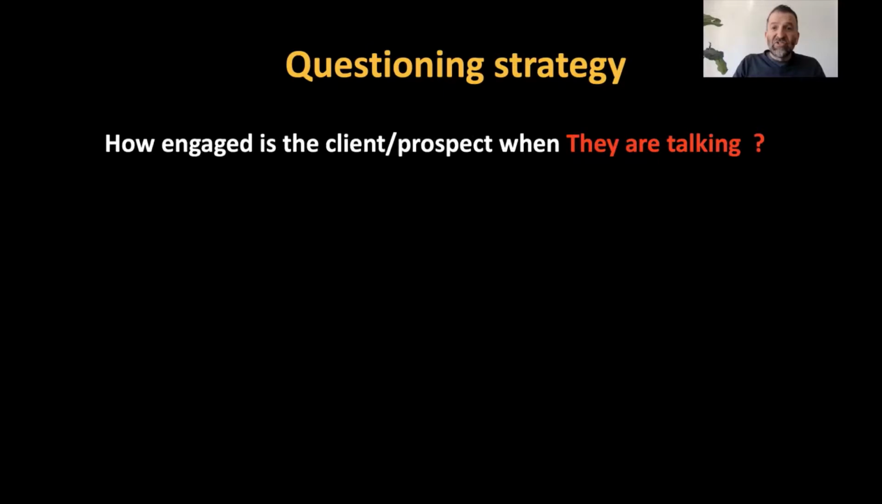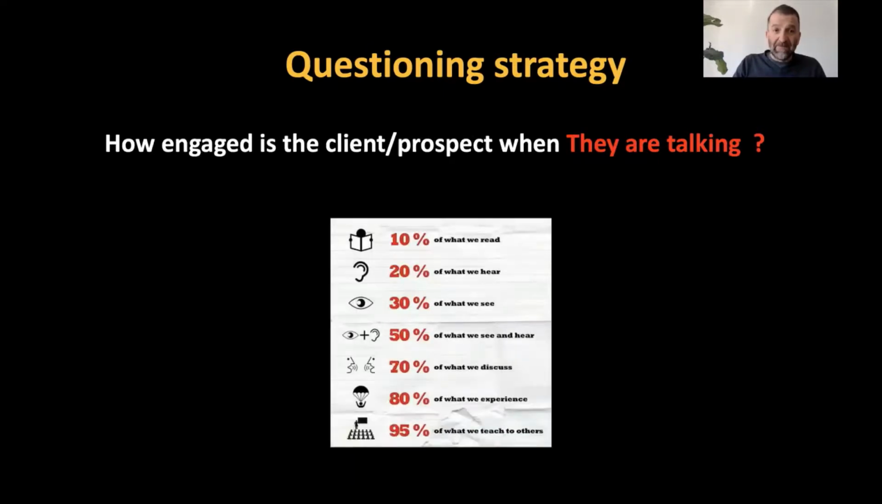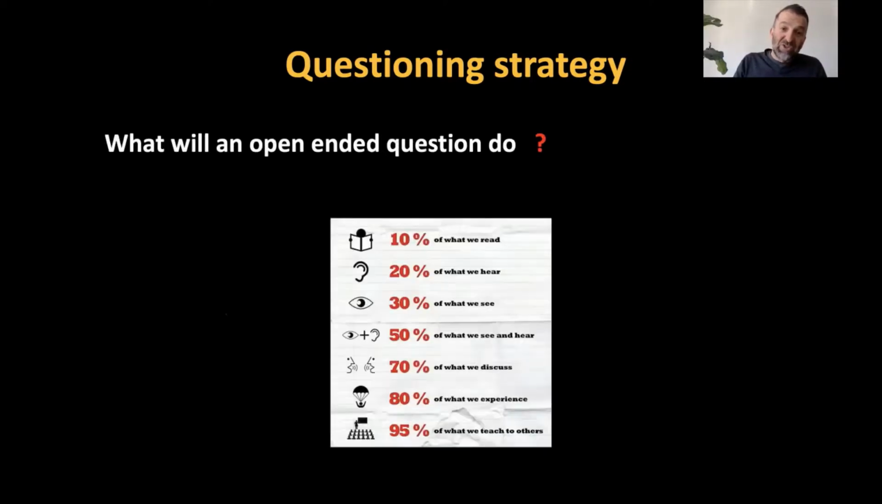And then how engaged is a prospect when they are talking, when you're making them talk? When they're the ones speaking, they'll remember up to 70% if it's just a discussion. And if they're really engaged, 80%. So what will an open-ended question do? Hopefully it'll get you to the 80% because you're getting them engaged. You're getting them to talk about the opportunity. You're getting them to talk about what's important to them. It's coming out of their mind, out of their mouths. And if you're asking the right questions to find out how you can help them, they're going to tell you what needs to be fixed and where you need to go.